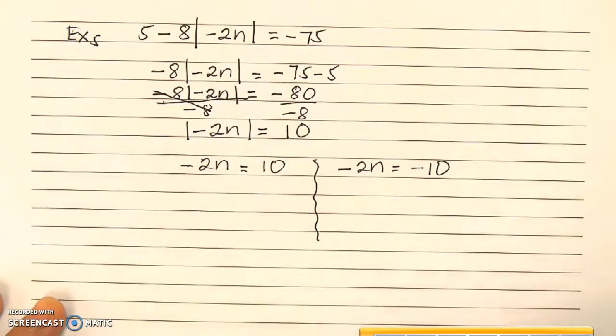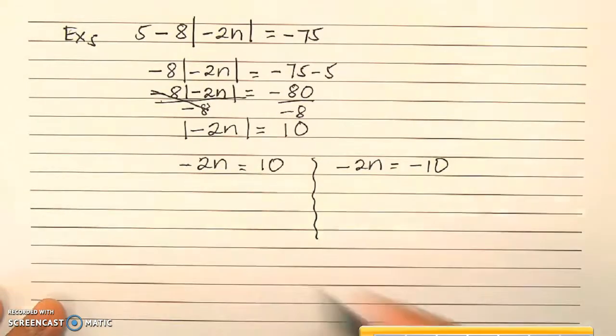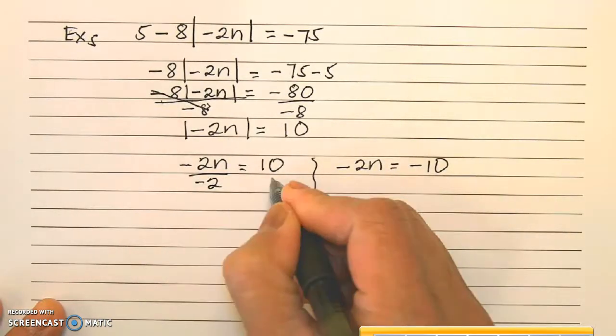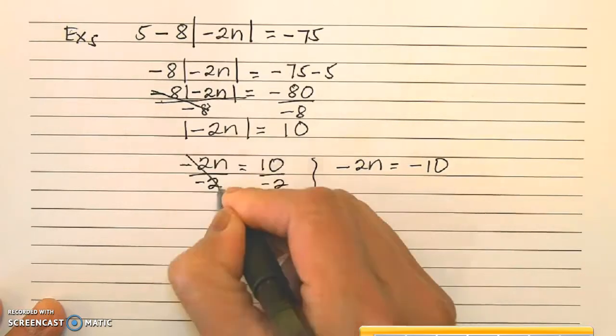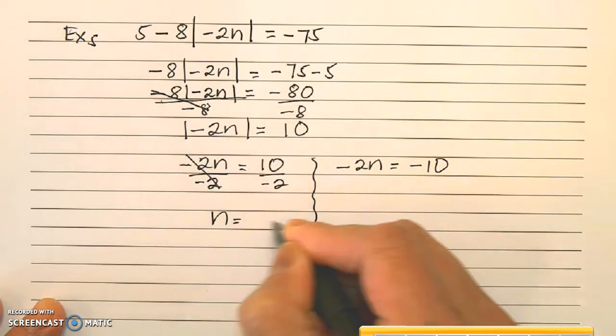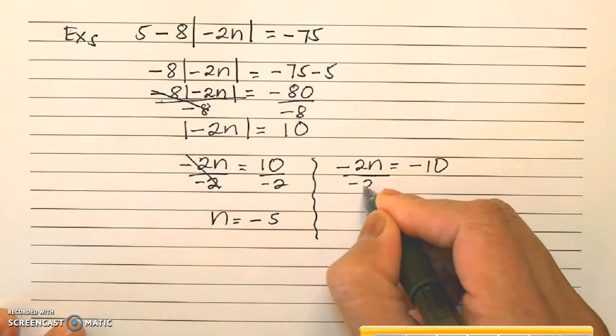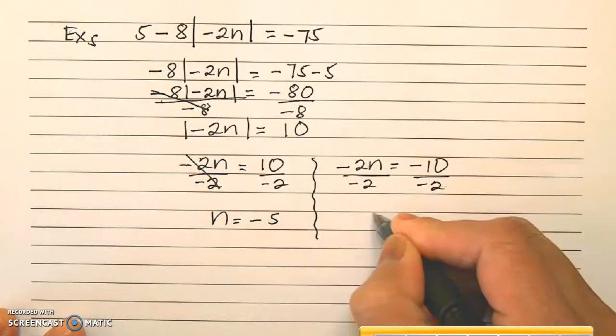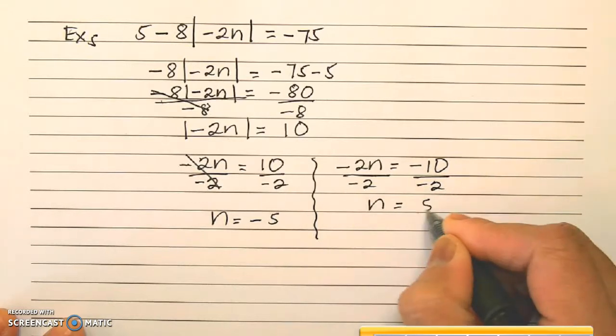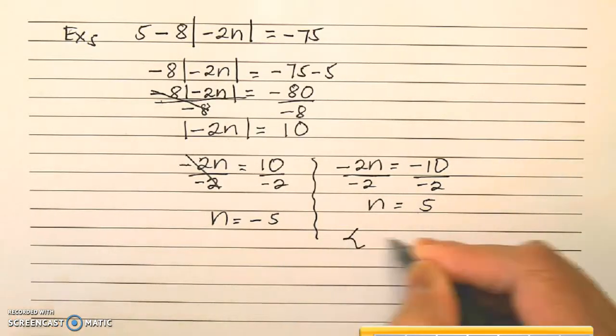And solving for the variable. Divide by negative 20. N is negative 5. And here, divide by negative 20. N is 5. The answer for this is negative 5, 5.